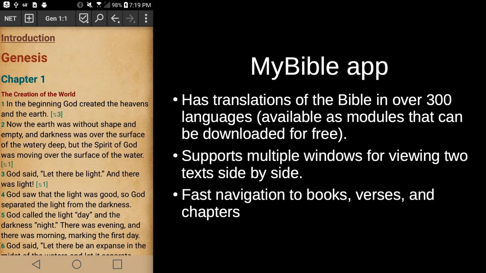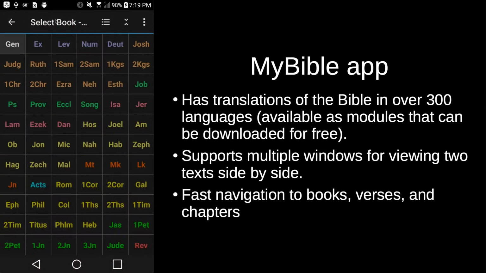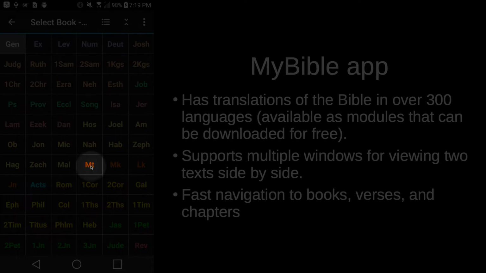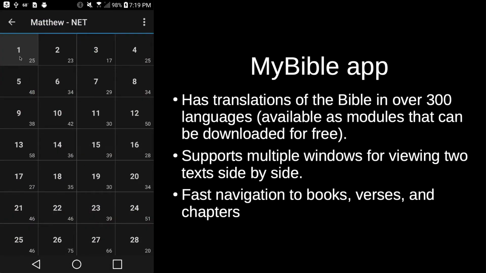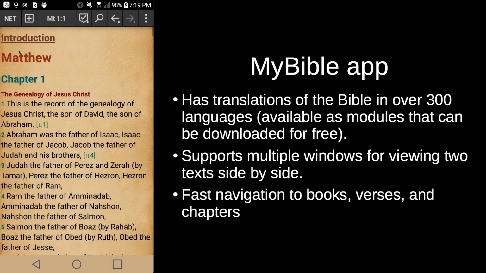To navigate between books and verses is super fast with MyBible. So here it always tells you where you are, and if you tap there, it brings up a selection so you can easily select what book you want to go to. They're color-coded by grouping, so it makes it really easy to find the grouping quickly. So if we want to go to Matthew, I can come here, tap on the MT. To go to chapter 1, I can tap on the 1. Then to go to verse 1, I tap on the 1 again. And we're in Matthew, chapter 1, verse 1.